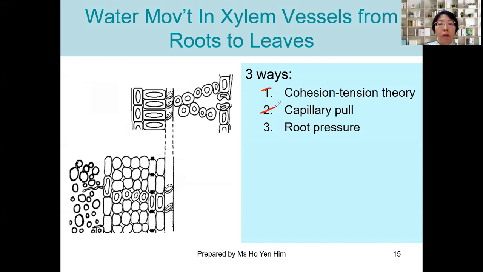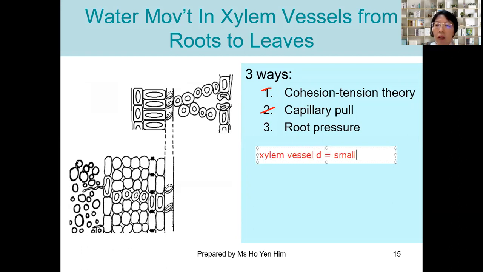Then we have also looked at capillary pull, where the movement of water up the xylem vessel is due to the adhesion of water molecules to the wall of the xylem vessel. Exactly, it adheres by forming hydrogen bond with the cellulose as well as with the lignin, the OH part of the cellulose and the OH part of the lignin. And then we also mentioned that the diameter of the xylem vessel is very important.